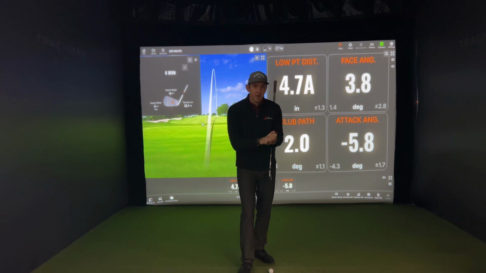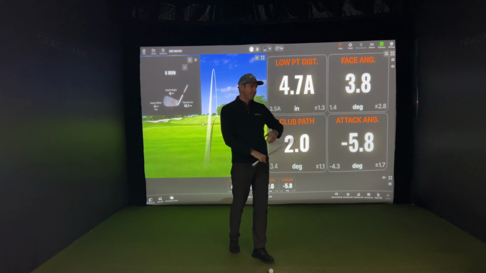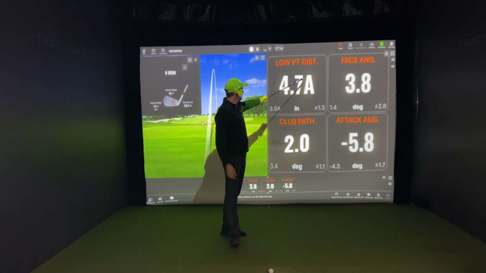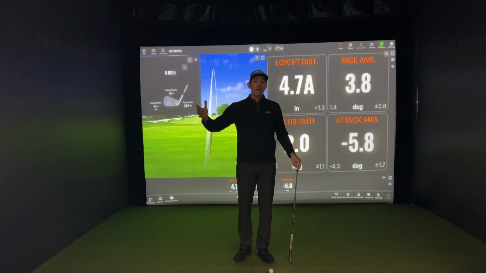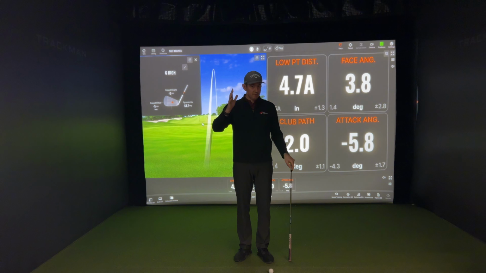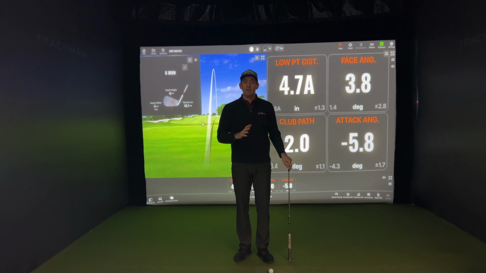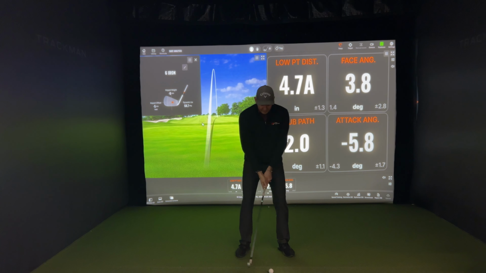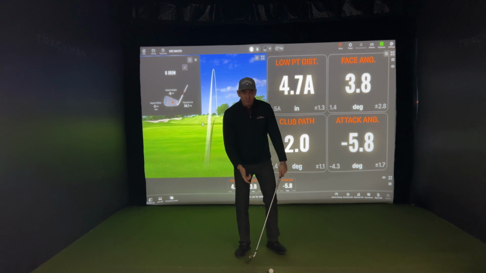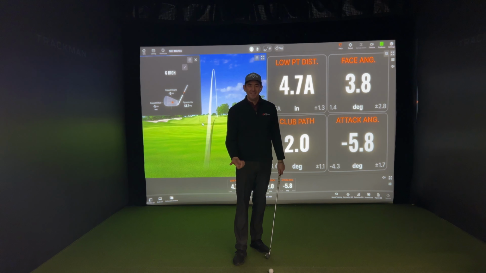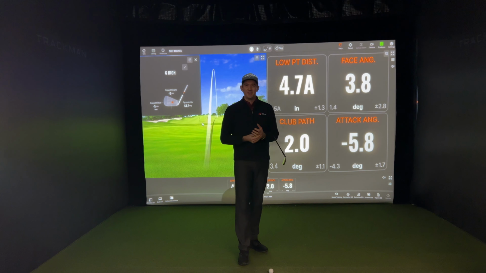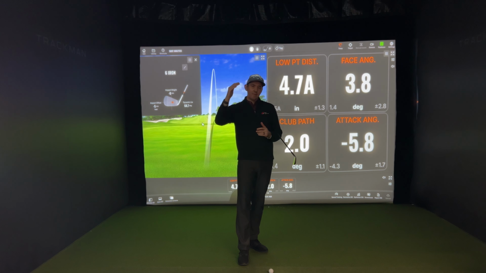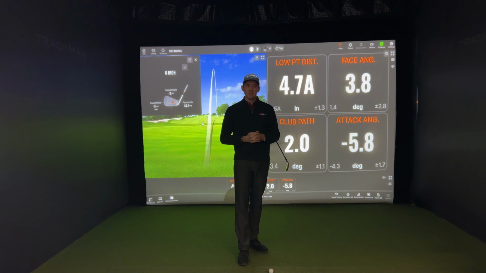The reason why it's not higher up on the list is it's got to be relative to our low point. So we can have a -5 angle of attack, which is great, right? It's an iron, I want to hit down on it. But if the low point is 4 inches before the golf ball, we're going to chunk the living daylights out of it. So that's why it's important to understand those numbers, and maybe that's why angle of attack falls where it does on the list.